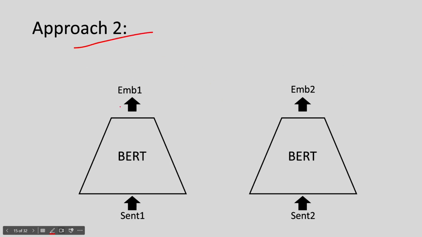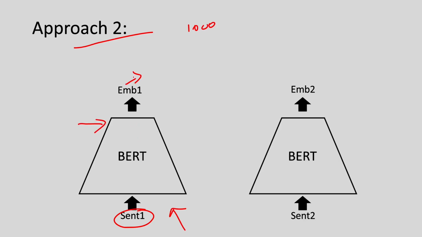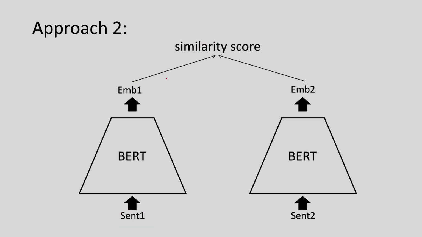Let's just give one sentence to BERT and then get the embedding. So if there are 1,000 sentences, we only need to give 1,000 sentences, one sentence at a time, to BERT, and 1,000 embeddings will be created. This hopefully should solve the problem. And once both embeddings are available, you find a similarity score, for example cosine similarity. It could be any metric.